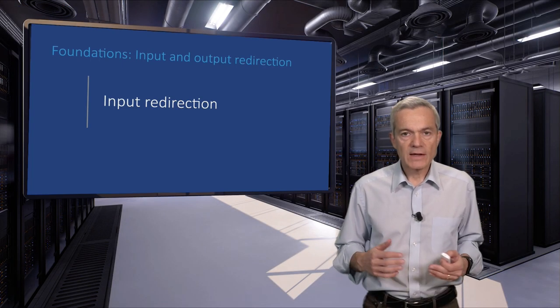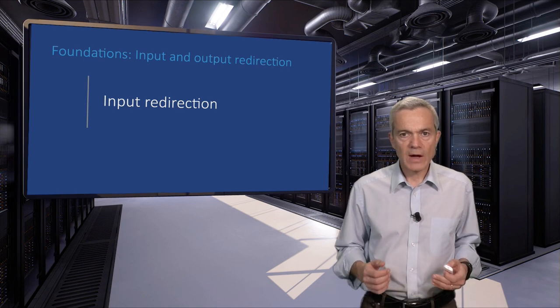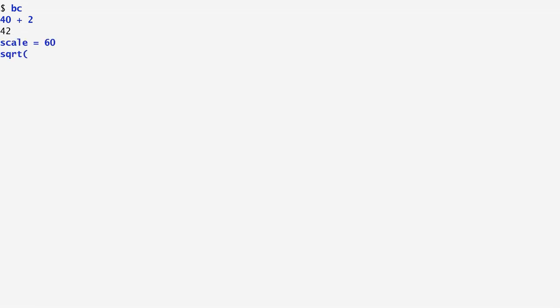As you might expect, it's also possible to redirect a command's input to come from a file. bc stands for basic calculator and is an arbitrary precision calculator. By typing bc, we enter the command mode of the calculator. For example, entering 40 plus 2 returns the result 42. To specify decimal precision for the results, we set the scale variable to a desired number of digits. In this way, by setting scale equal to 60 and asking for the square root of 2, we get the square root of 2 with a precision of 60 digits.